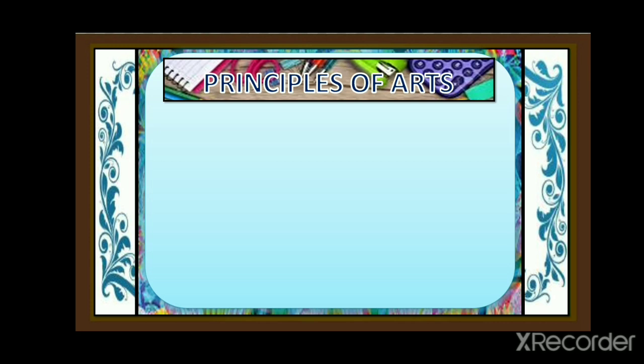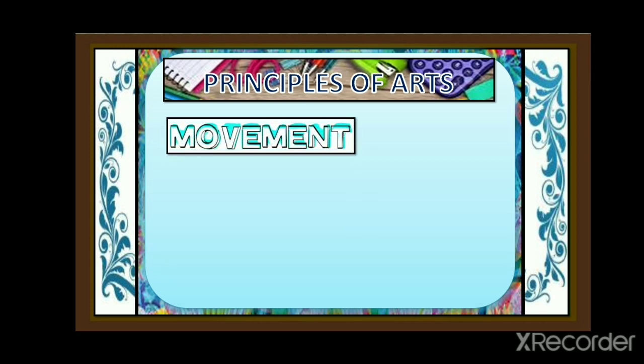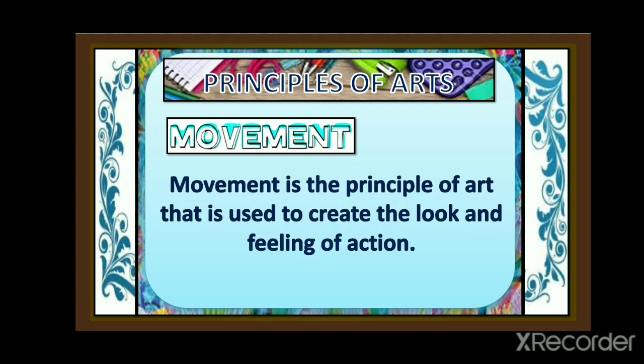Another principle of art is movement. What is movement? Movement is the principle of art that is used to create the look and feeling of action. You may not have realized it, but when you look at a work of art, your eyes move from part to part. Artists use the principle of movement to lead the viewer's eyes throughout the work.